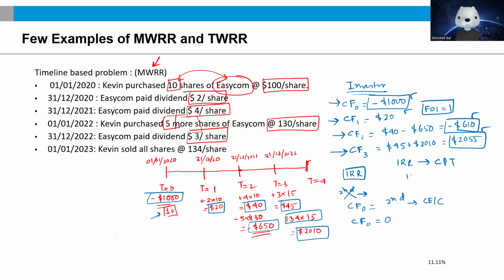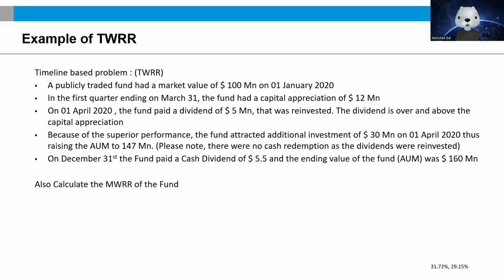Once you press the CPT, you're going to get a value of 11.81. And this 11.81 is also your MWRR, or money weighted rate of return. Okay, so I hope that through this exercise, you've got a very good hang of the MWRR. Now let's come to the next problem, which is about the time weighted rate of return.